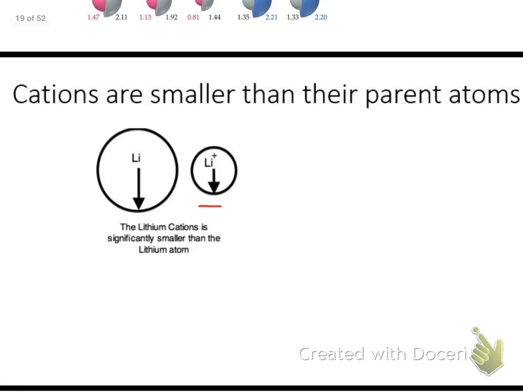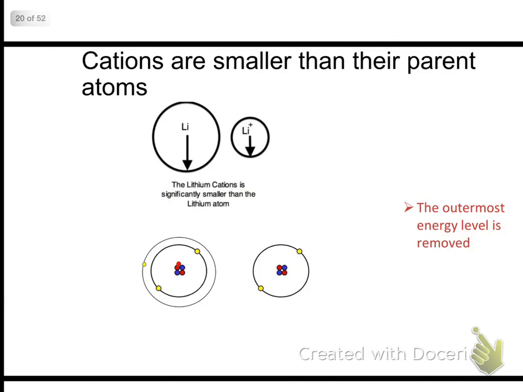And when it does that, it's going to lose whatever is in its outer shell. So lithium has one electron in its outer shell. It loses that whole shell when it becomes an ion, and that's what makes it smaller. It's like losing a layer of the onion. Here we have, this would not be lithium, this would be beryllium. I'm sorry, it is lithium. It's got these two inner electrons and one outer electron. When it becomes an ion, it loses that entire outer shell and becomes smaller.